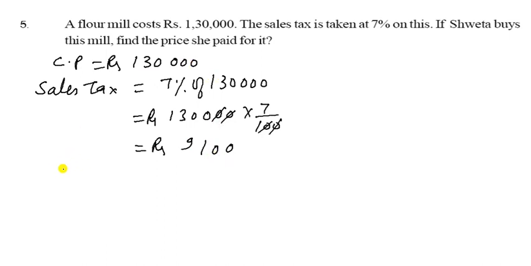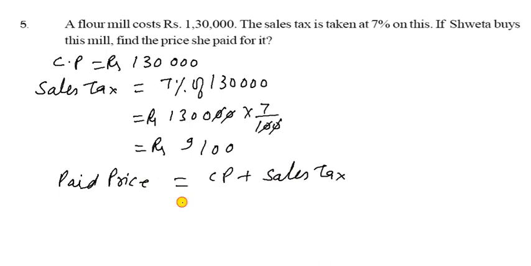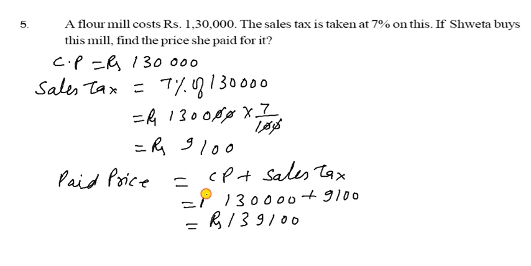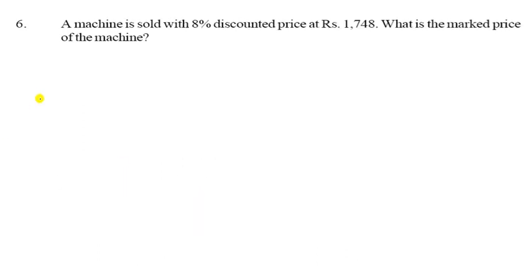So the paid price is the CP plus sales tax. So it is 130000 plus 9100. So you can calculate here, it is 139100. So that is the rupees. So that one is your answer. Let us see this one.